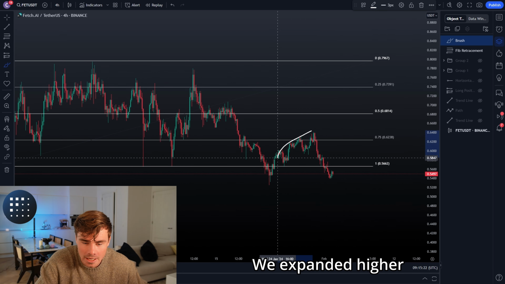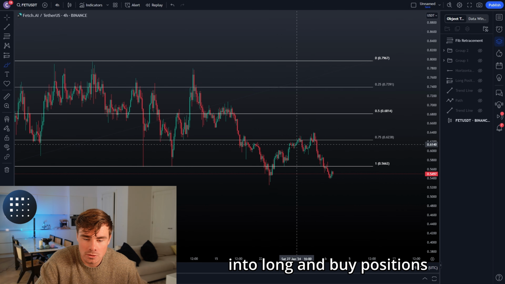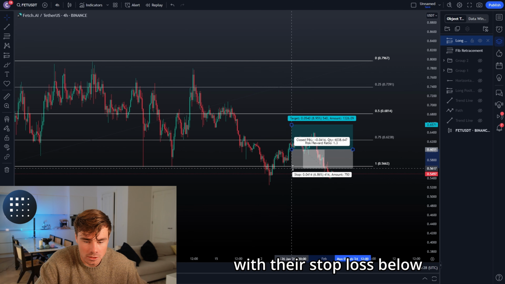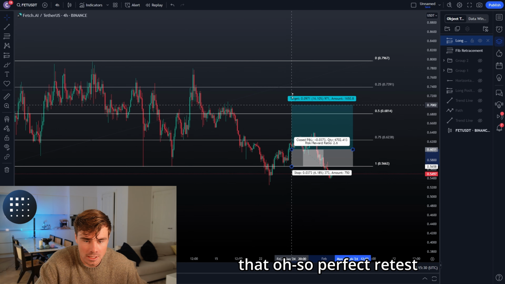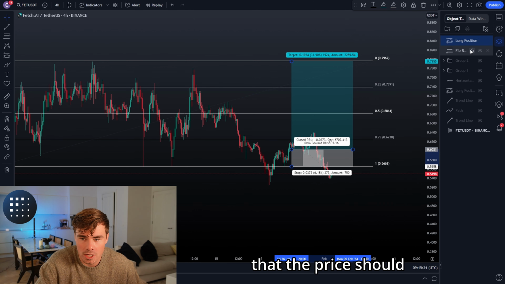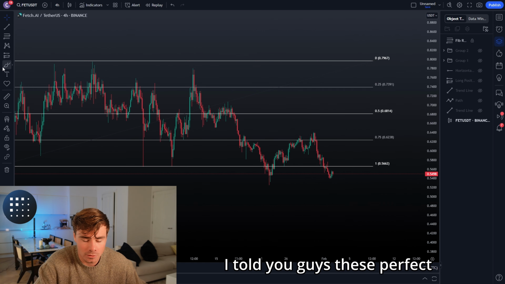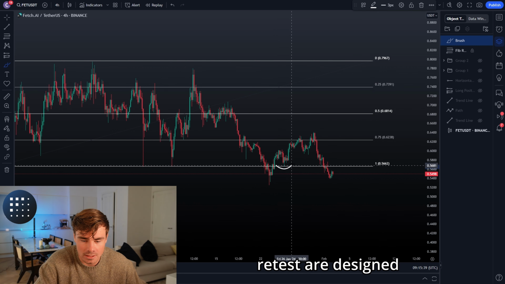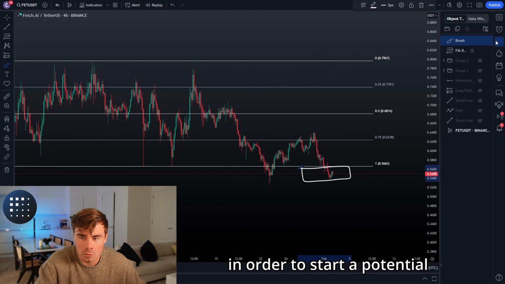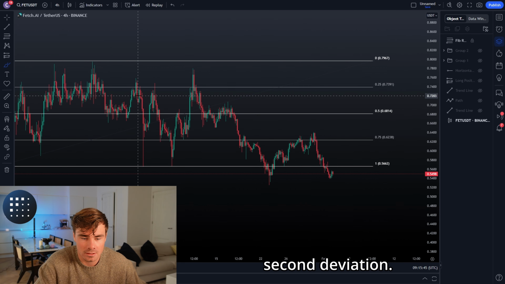We expanded higher to make people FOMO into long and buy positions, like this, for example, with their stop loss below that also perfect retest and targeting the range high, because they think after this perfect retest that the price should continue higher. I told you guys, these perfect retests are designed to engineer liquidity below that range low in order to start a potential second deviation.